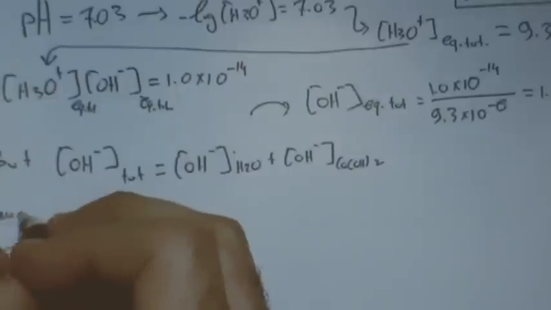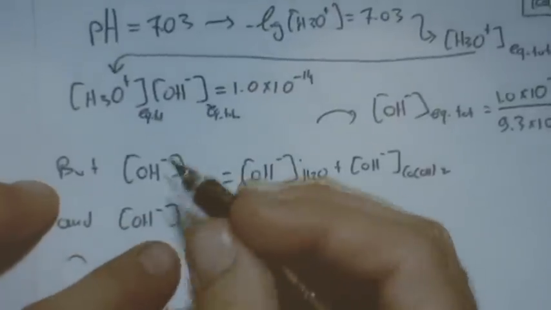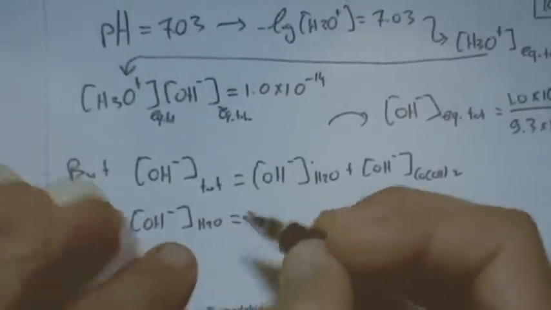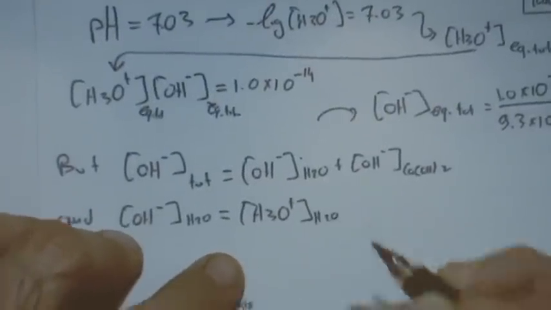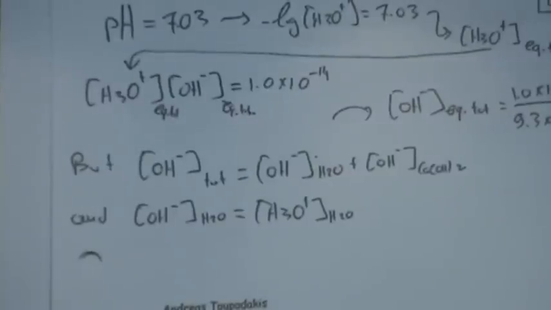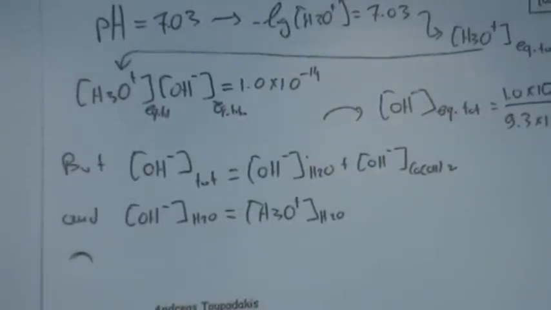And the concentration of OH minus from water is equal to the concentration of hydronium ions from water. Do you agree with that? Always. When ionization happens, the concentration of hydronium and OH minus that comes from water, they're equal. Do you agree with that? That's always true.